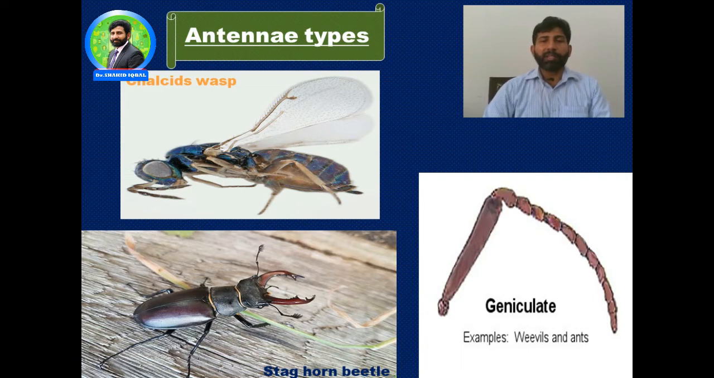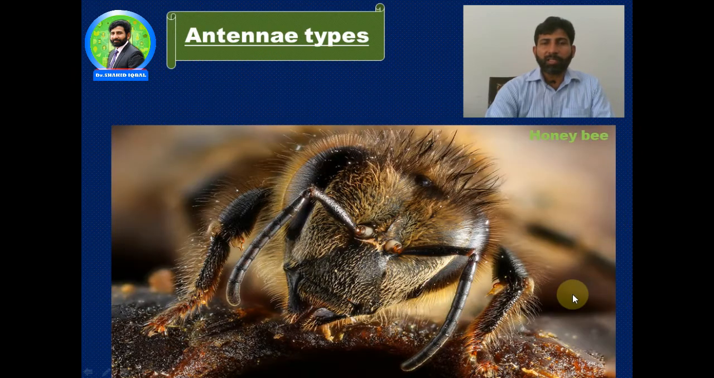This is the chalcid wasp, and this is the staghorn beetle, the geniculate type, and weevils and the ants. Look here, this is the type of antennae where the first is a large segment, and the other segments gradually reduce in size and are presented at a right angle. This is the right angle here. This represents the honeybees: this is a large segment, and these segments are very small and at a right angle to the first one.